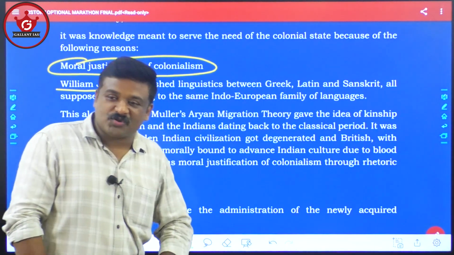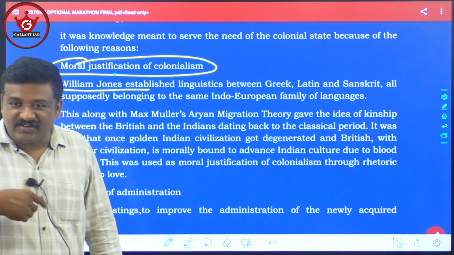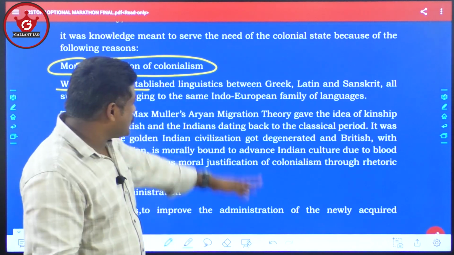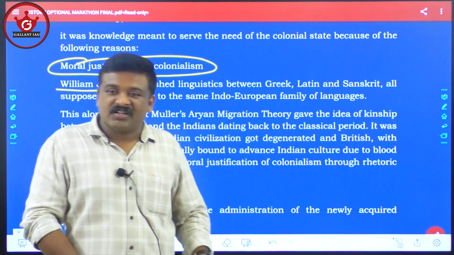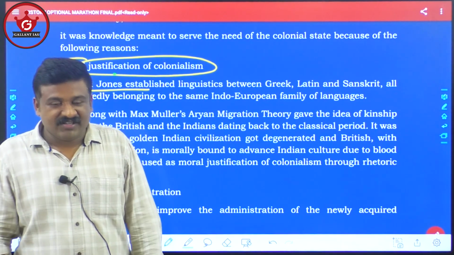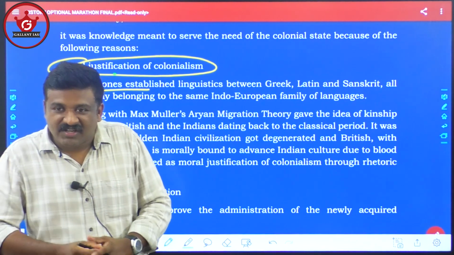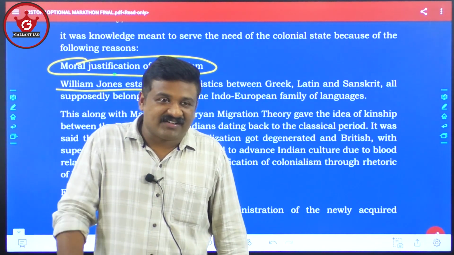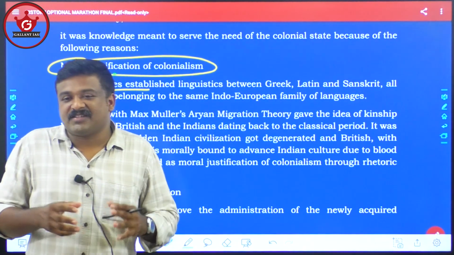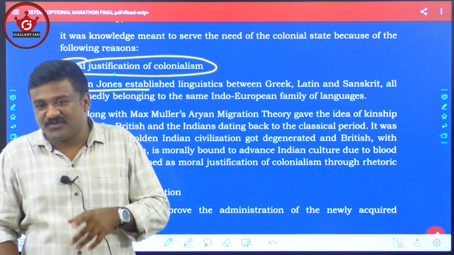all supposedly belonging to the same Indo-European language. You say, brother to brother, British and Indians, we are brothers only. He said we all belong to the Indo-European language family: Greek, Latin, Sanskrit. All this comes to a single family, the Indo-European family. Am I right? That is why we are connected by blood. They wanted to give a message, a sympathetic kind of message, you got the idea? അത് നമ്മളെല്ലാവരും ഒന്നാണ് ഒരു അച്ഛൻ്റെ മക്കളാണ് എന്നുള്ളൊരു മെസ്സേജ് കൊടുത്തിട്ട് ഇവരെ ഒതുക്കി ഭരിക്കുക എന്നുള്ളൊരു പോളിസിയും കൂടി ഉണ്ടായിരുന്നു അതിൽ.